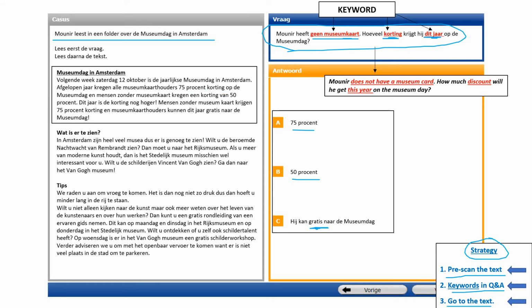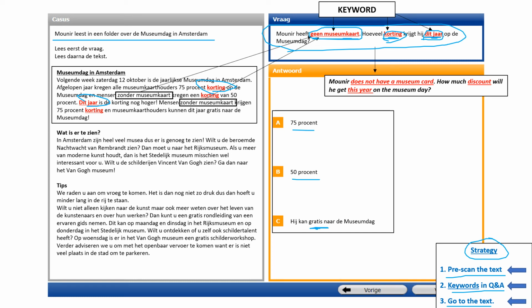So let's see which keywords we can find here. There are quite a couple. So you have korting, which is literally also in the question, and dit jaar, which is also literally in the question. The only word that is in the question but not literally in the text is geen museumkaart. But if we look a bit closer, you see that there's twice zonder museumkaart, where zonder means without. So zonder museumkaart is without a museum card, which is almost the same as not having a museum card. So those also relate to keywords from the question.